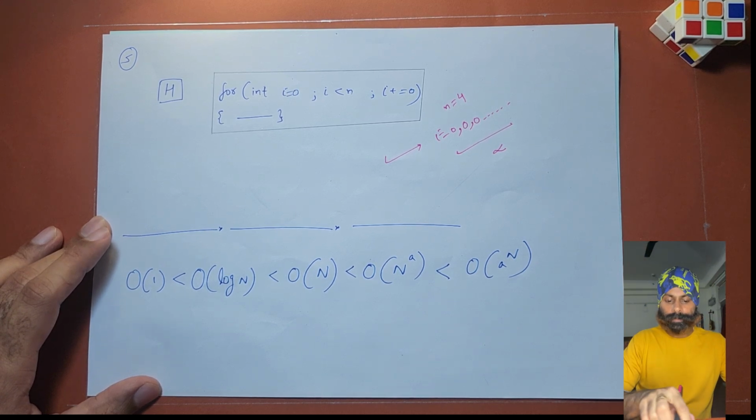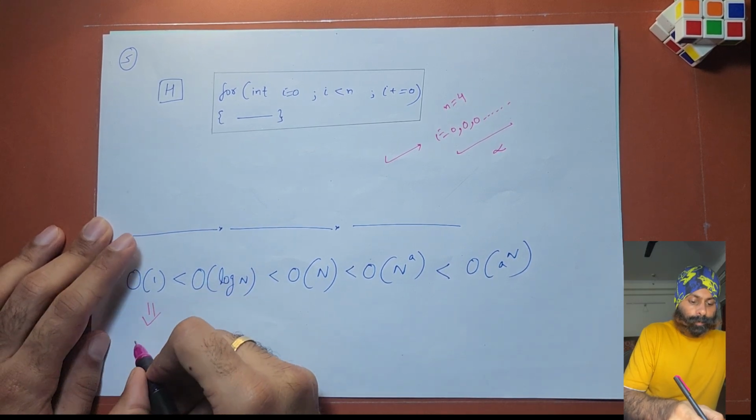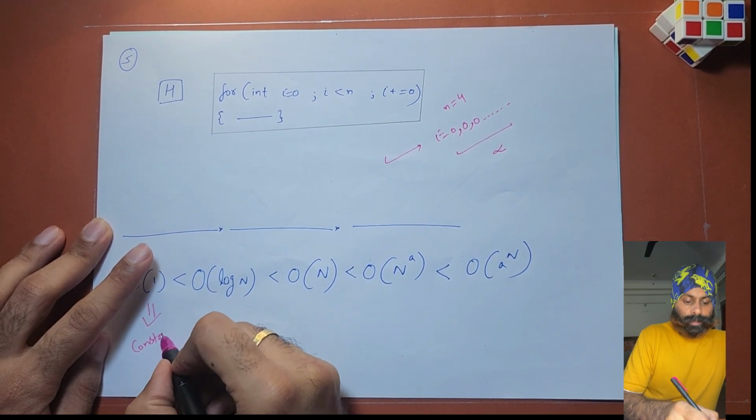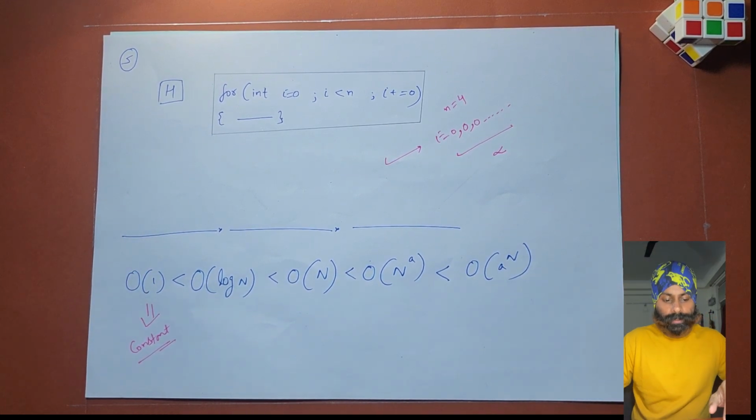Okay? There is one more thing I want to mention before we close for this session. So this is called as constant time complexity, right? So when someone tells you that the program is having constant time complexity, that basically means order of 1, right?